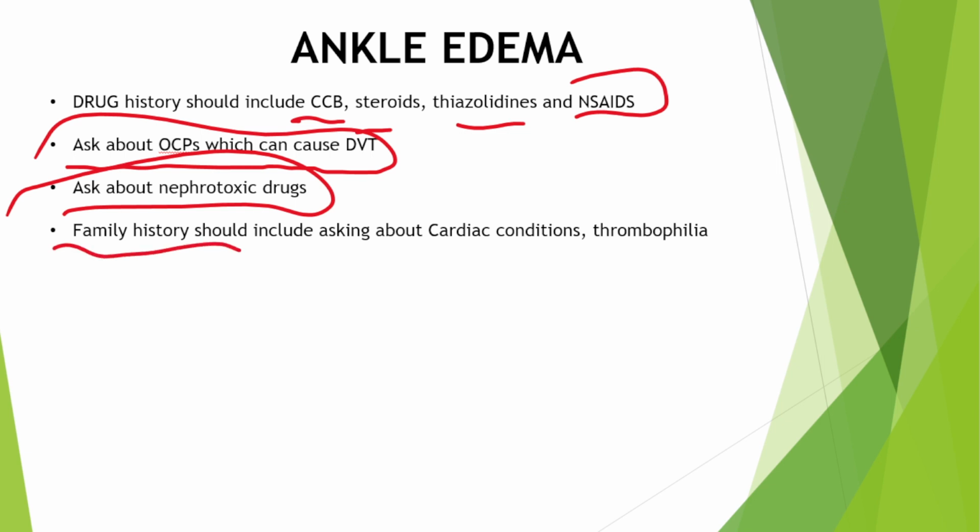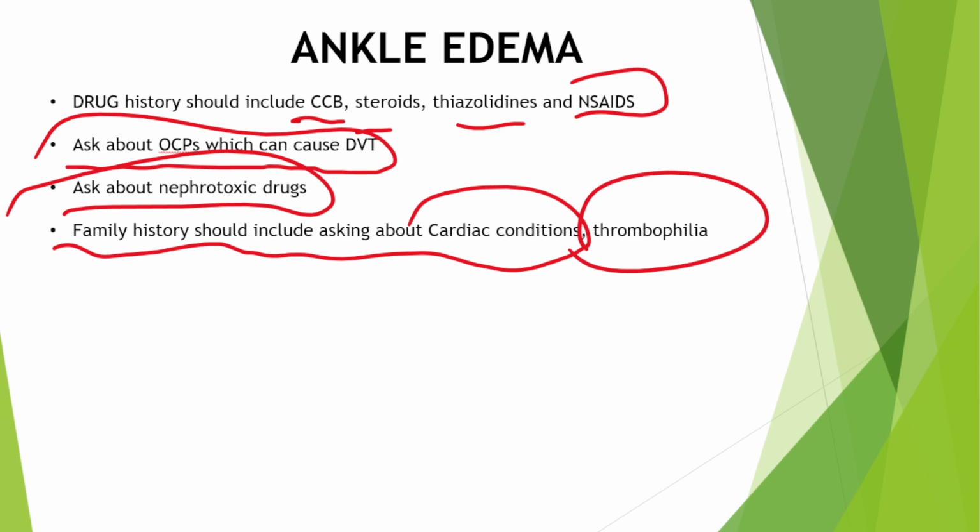Family history will be important in the context of cardiac conditions and thrombophilias, because the patient may be prone to DVT. So in the family history, we should focus on cardiac conditions and thrombophilia.